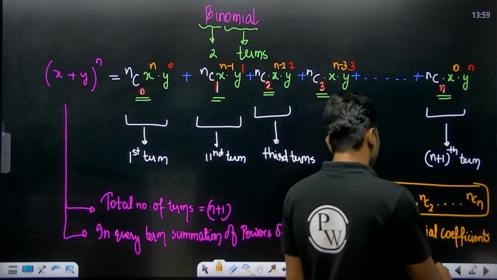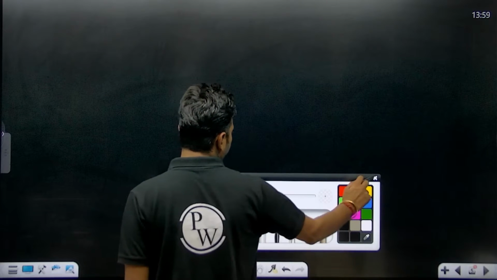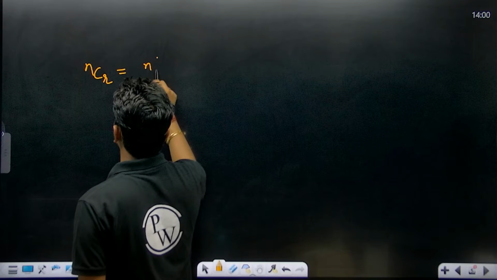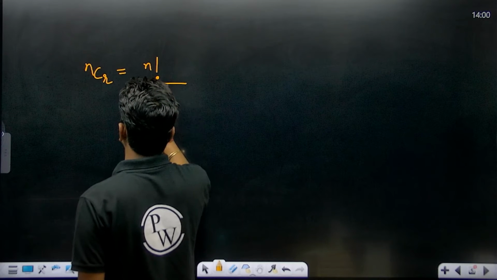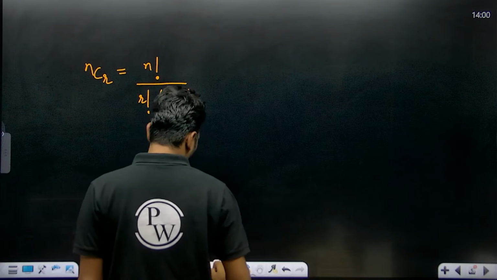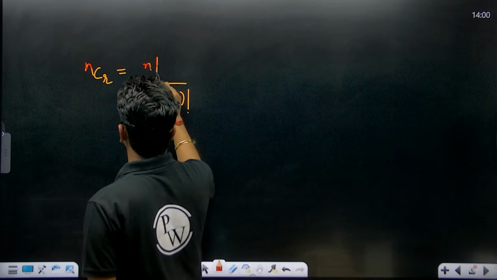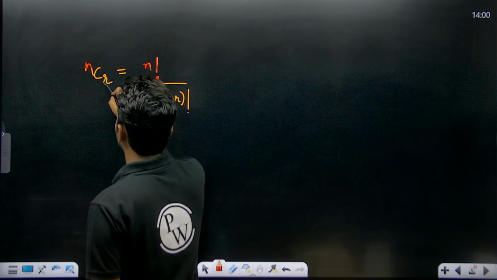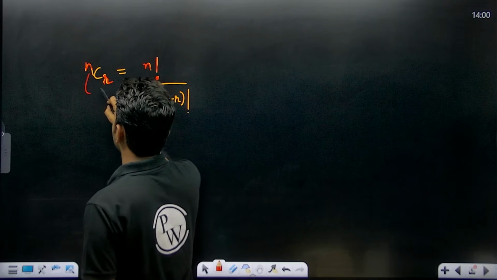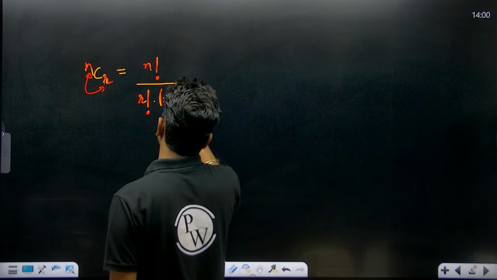Now I hope you know how to evaluate binomial coefficients, so let me tell you a formula over here. This is binomial coefficient nCr, and this can be written as n factorial upon r factorial times n minus r factorial. Understand? Whatever is written over here, it is written over here, n factorial. Whatever is written over here, it is written over here. Then the subtraction of these two numbers, that is n minus r, is also written over here in terms of factorial.